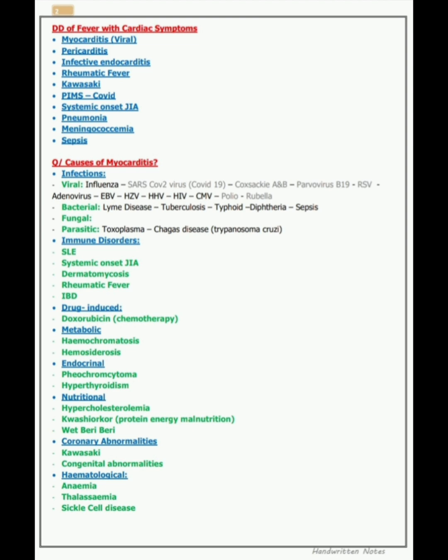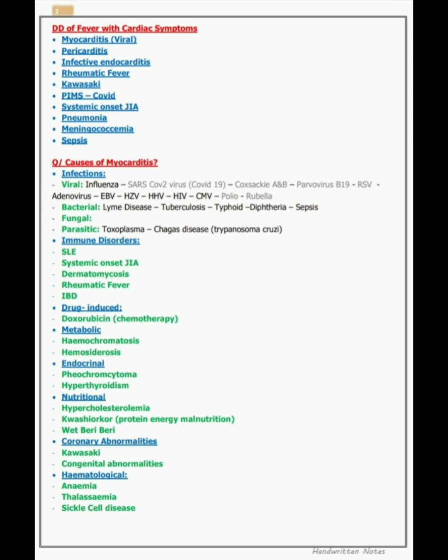We know the causes of myocarditis are infection. Viral causes are influenza, SARS-CoV-2 virus, COVID-19, Coxsackie virus, parvovirus B19, respiratory syncytial virus, adenovirus, Epstein-Barr virus, herpes zoster virus, HHV, HIV, cytomegalovirus, polio and rubella. Bacterial causes of myocarditis are Lyme disease, tuberculosis, typhoid, diphtheria and sepsis. Fungal causes. Parasitic causes are Toxoplasma and Chagas disease, that is Trypanosoma cruzi.